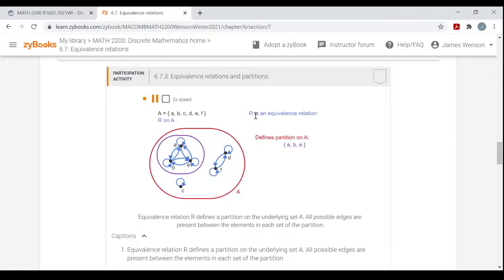So again, R is the same equivalence relation from earlier, and you see it defines a partition on A right there. They put a circle around the whole thing because all the elements A, B, C, D, E, and F are in set A. And they put these little non-overlapping, non-empty circles that form the partition. See the set with A, B, and E, the set with D and F, and the set with C? They form a partition of set A. They don't overlap, they're pairwise disjoint, and if you were to take the union of all three, you'd get set A.